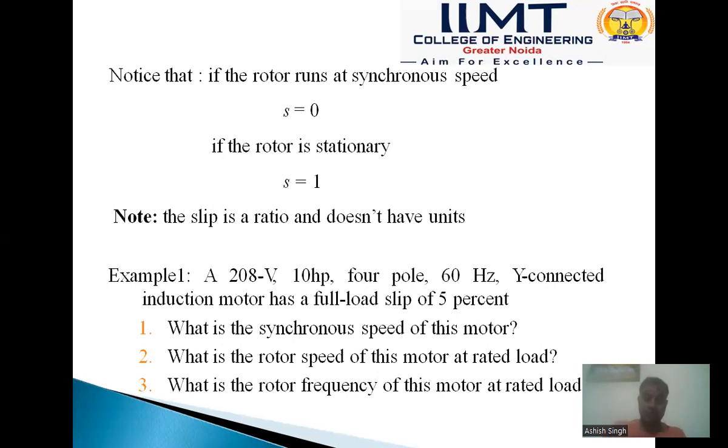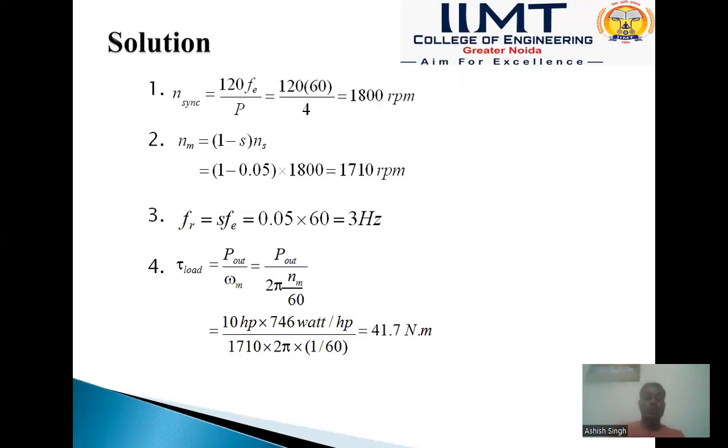After solving the second question, what is the rotor frequency of the motor at rated load? As we know, the formula for rotor frequency is Fr equals S into F. We have the value of S, that is 0.05, and the value of F, that is 60 hertz. After solving this, we get 3 hertz.